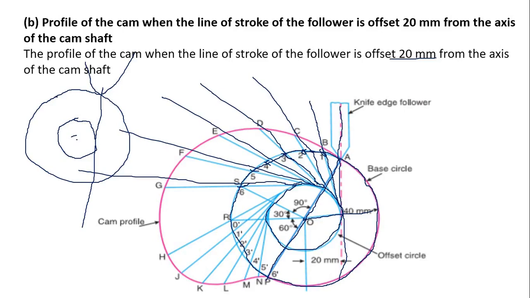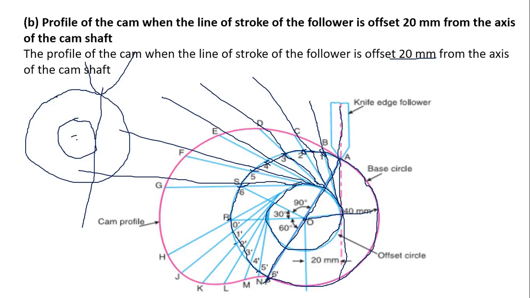Now students, the next process is that for the return stroke also take a protractor and divide this R to P, which is equidistant, and this is equal to 60 degree. Now the 60 degree is divided into 6 number of equal parts, that is 10 degree. Now cut the point here, 10 degree, 20, 30, 40, 50 and this 60.